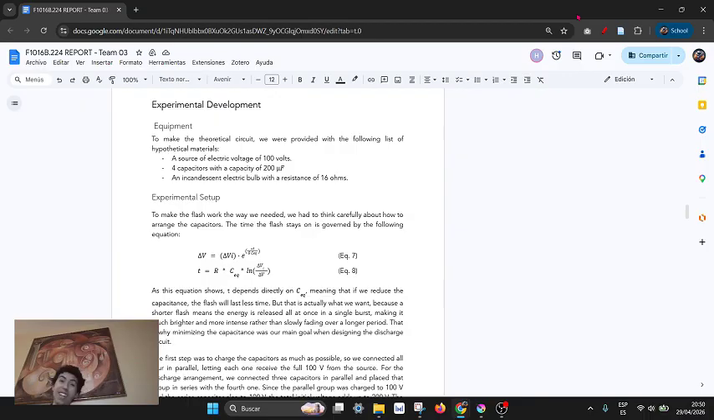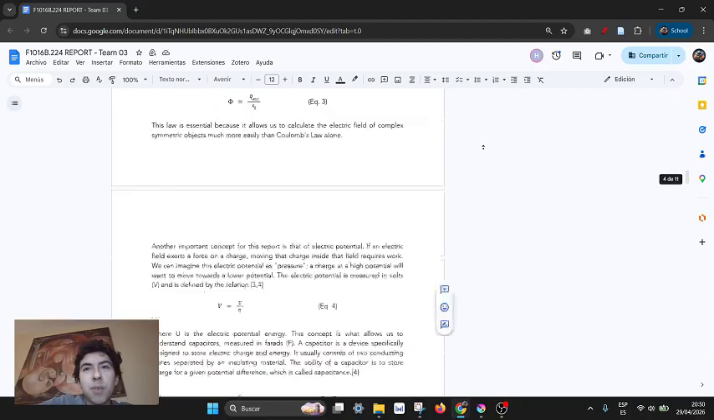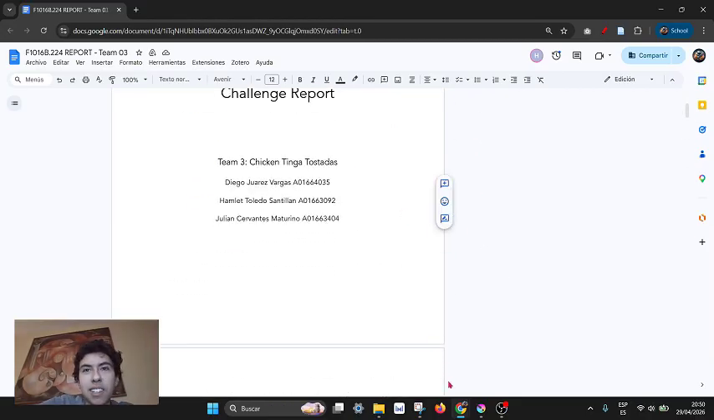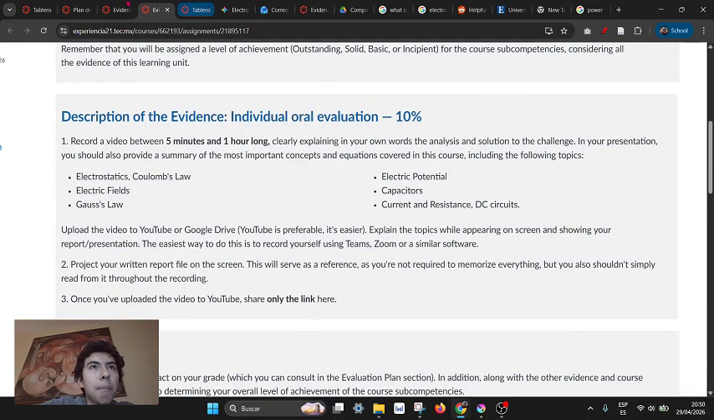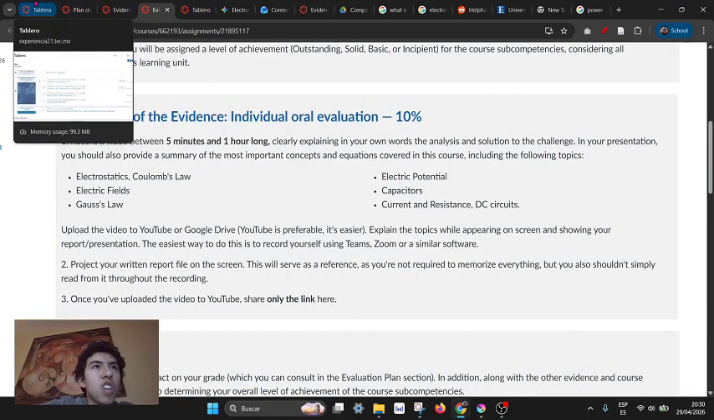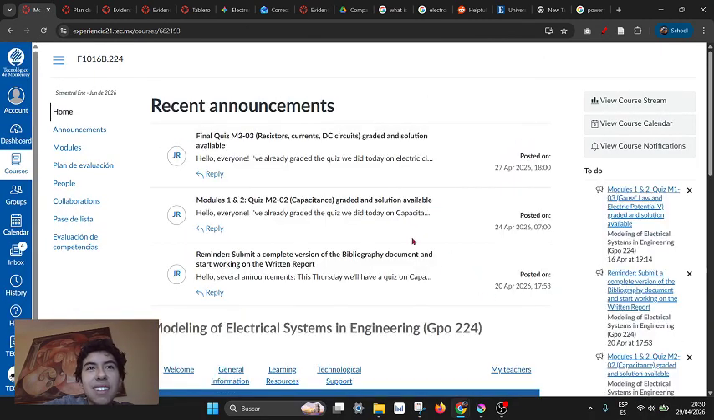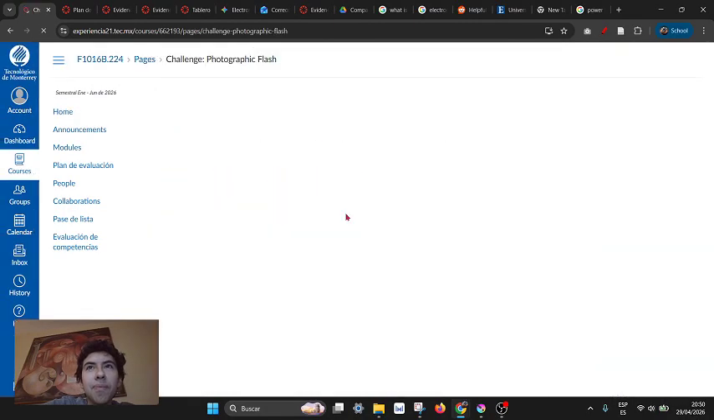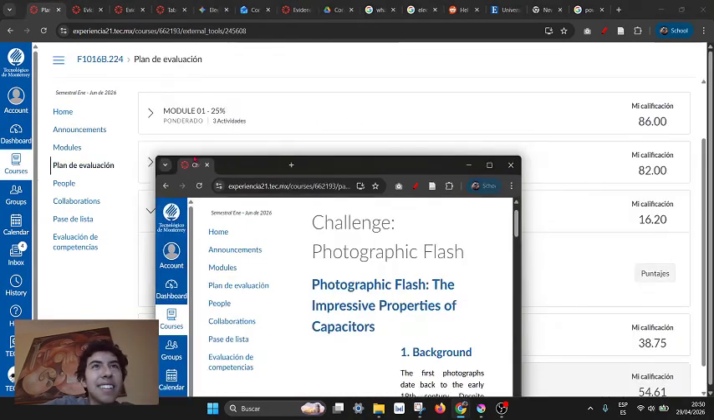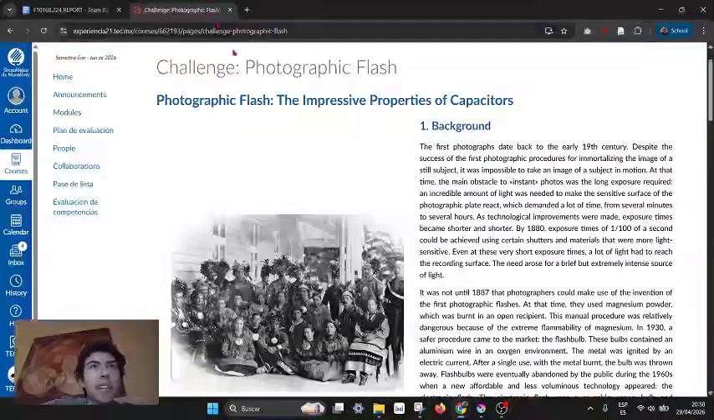But okay. The evil Cuco company wants to pay us minimum wage to create the most efficient flash with the least amount of components. So, what are we gonna do? Based on what we have learned, we are given... Wait, actually, let me just open up the challenge. Hold up. Wait a minute. There we go. Take this, put it right here.